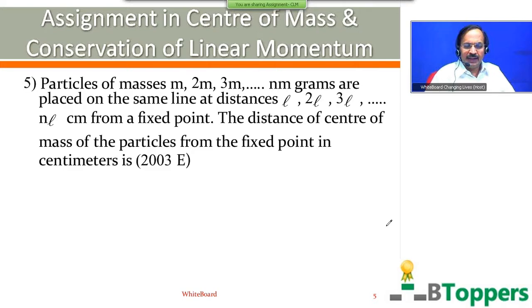So we choose the line joining all the particles as x-axis and the fixed point as origin, from which you are given the distances of various particles. As I discussed in the past, one of the special cases: the center of mass of a system of collinear particles lies on the same line on which the particles lie. So if you consider the line joining the n particles as x-axis, the center of mass of the system of n particles also lies on the x-axis.